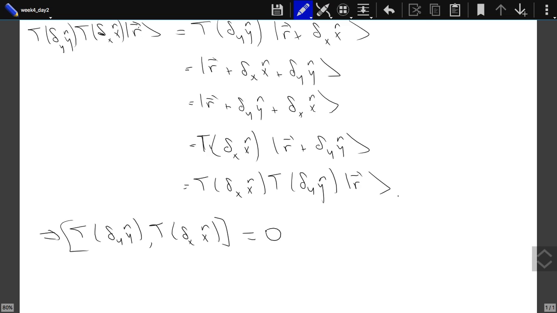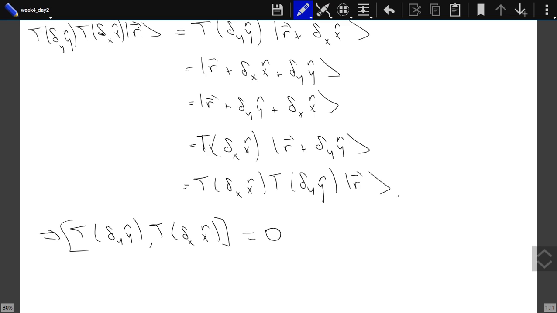Well, we know certain cases where this doesn't hold, by the way. If you translate first in the x, then in the y, it's different than if you translate first in the y, then in the x. One known example is the Aharonov-Bohm effect, if you are familiar with the effect.